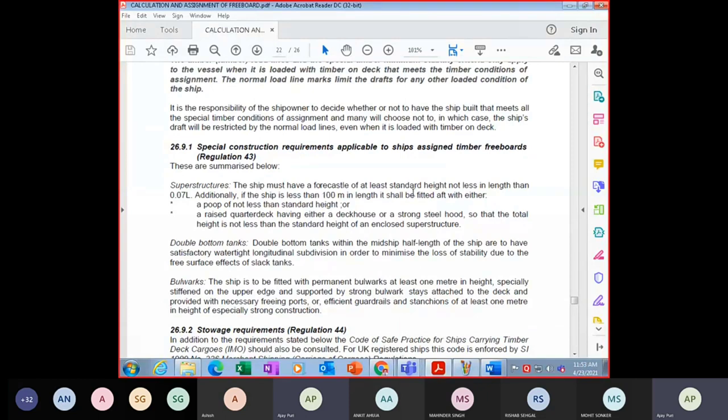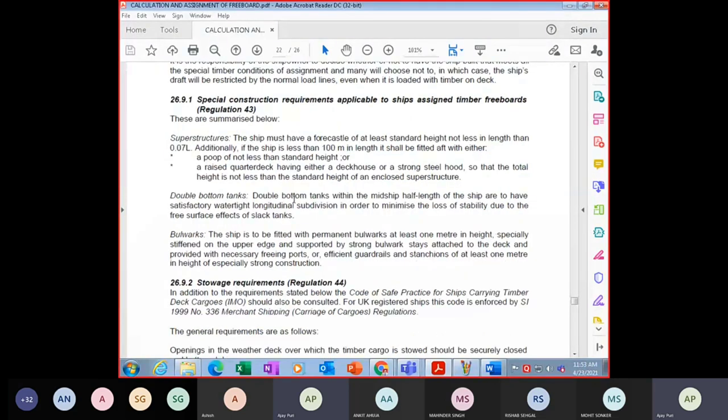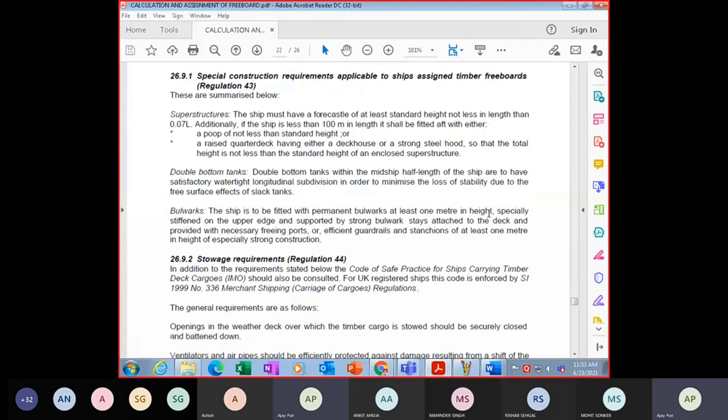Ship must have a forecastle of at least standard height and length not less than 0.07 L, jo aapka wo tha fashion plate wala. Additionally, if the ship is less than 100 meter length, it shall be fitted with either a poop of not less than standard height, or a raised quarter deck, or a deck house or a strong steel hood, so that total height is not less than the standard height of enclosed superstructure. DB tanks within the midship half length of ship are to be watertight, launched in subdivision to minimize loss of stability due to FSC.